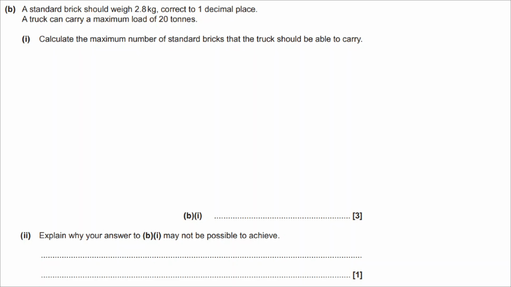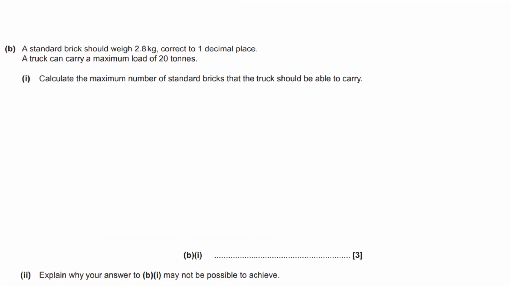Part B is this. A standard brick should weigh 2.8 kilograms correct to 1 decimal place. So just straight away, let's go and get the bounds for this because the question is all about bounds. So your number is 2.8, and let's put that in the middle. The upper bound is going to be 2.9 and the lower bound is going to be 2.7. So up here it's going to be 2.85 and then 2.75. This is all in kilograms.